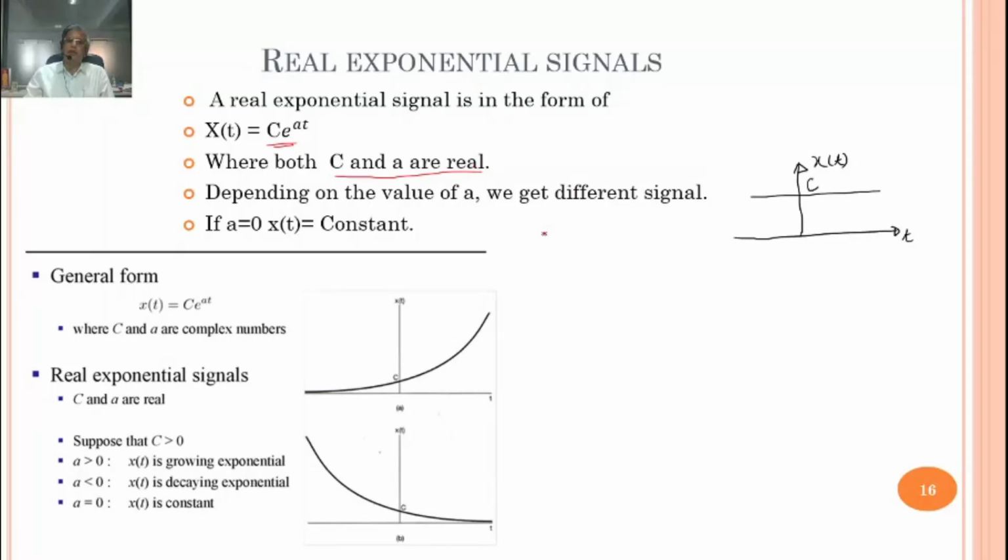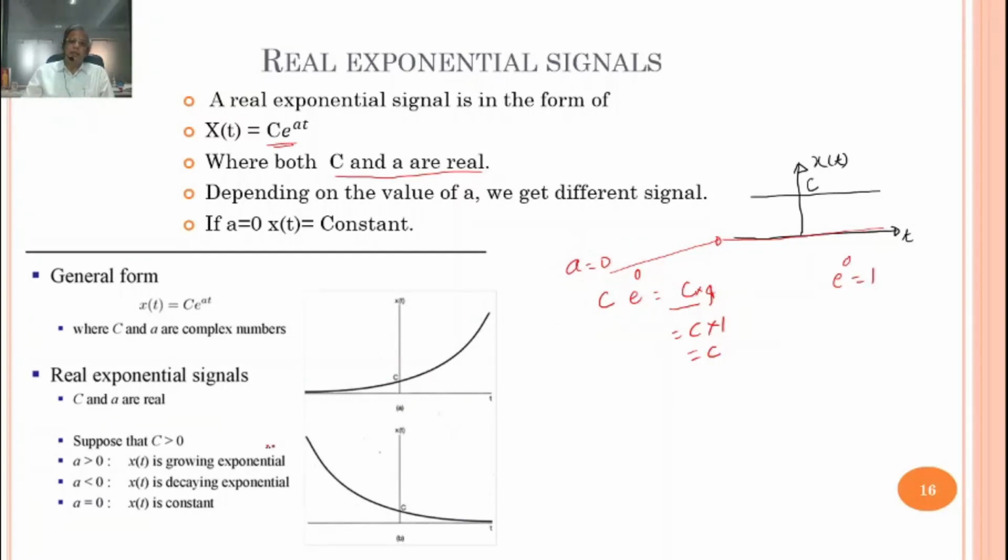Now here for the different value of this small a, we are getting the different signals and the nature of that signals are the different. Now when a equal to 0, then this is c e raised to 0 and e raised to 0 is 1, means this is c into 1, that equal to c. Means here we are getting this constant value. A equal to 0, the signal is the DC signal or the constant value.